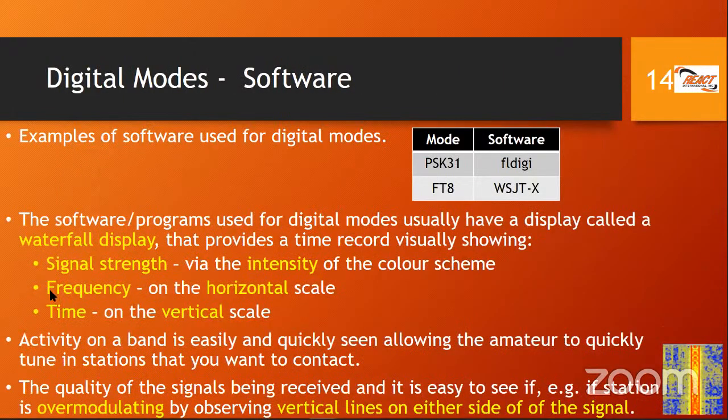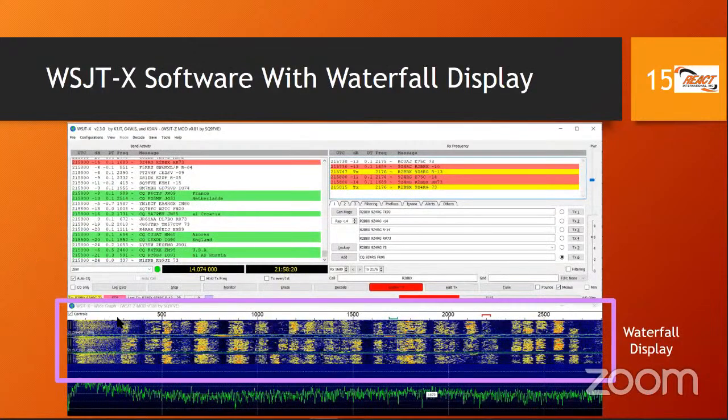What did they tell us as well? The frequency is on the horizontal scale. Let's prove that. So here's the frequency: 500, 1000, 1500. So the horizontal scale shows us the frequency. Now, you may not be able to see it too clearly, but there's a time here, 21:58 hours, 21:57 hours. So that's why we say the vertical scale is time.